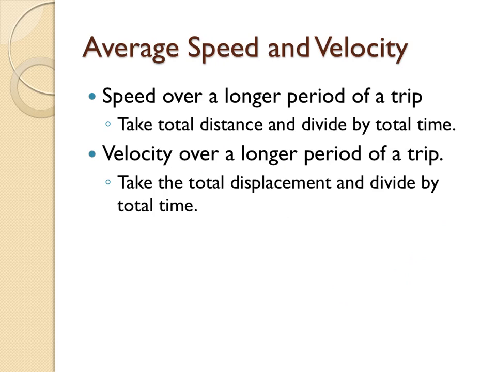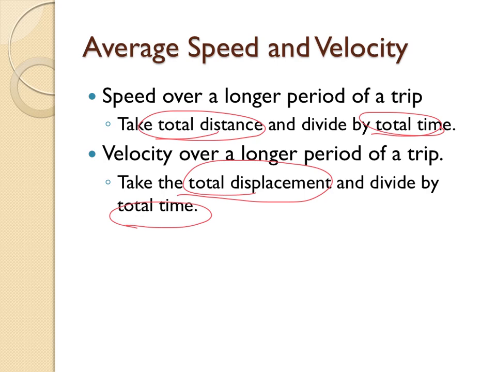So the biggest way to distinguish speed and velocity is when you are solving for an average speed or an average velocity from a long trip. Okay? Say something that takes multiple turns or takes hours or just, more than like a moment's time. All right? So to do this, to find average speed, you're going to take your total distance and divide by total time. For velocity, you have to figure out what your total displacement is and then divide by total time.